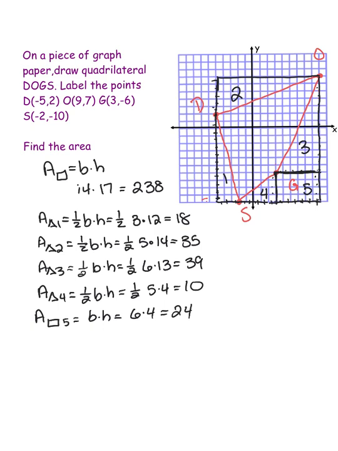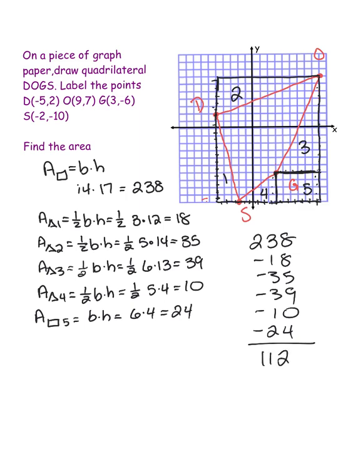So if I do all my math, I get the area of the giant box to be 238. I'm going to subtract the area of the 4 triangles plus the 1 rectangle. So we're going to do 238 minus 18 minus 35 minus 39 minus 10 minus 24. If you're doing this on your own, please make sure that you check when you're counting your boxes, because the biggest mistake kids make is that they count wrong. You always want to make sure you go to the actual point. You should have gotten 112.